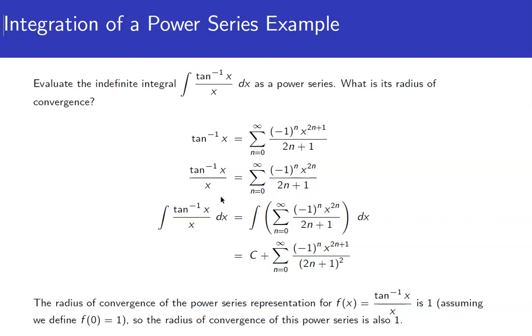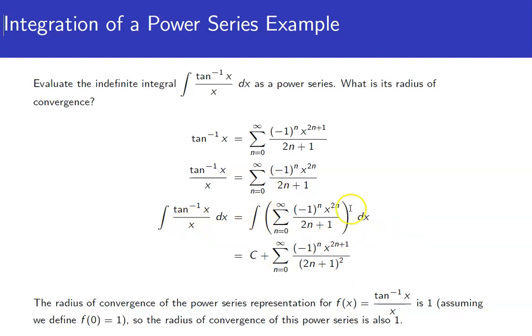So if you redefine this function as equal to inverse tangent of x over x for all x not equal to 0 and equal to 1 for x equal to 0, I think I may have said the limit was 0 to start with, but the limit is 1 for certain. Okay. Then this function is continuous everywhere and has that power series representation.